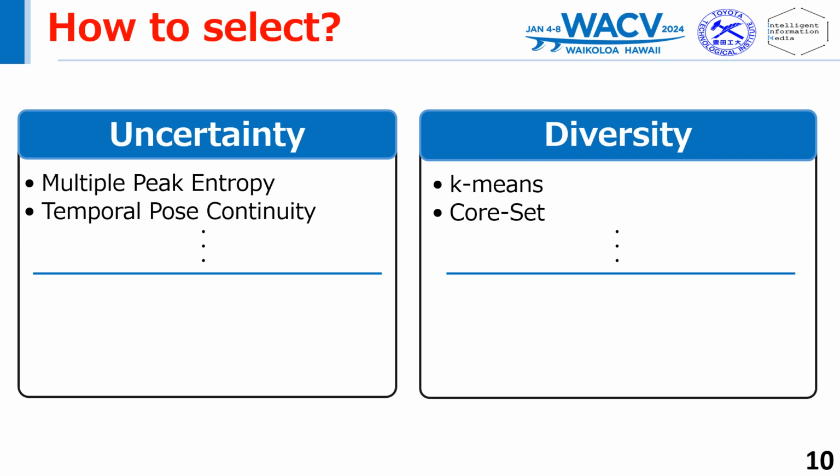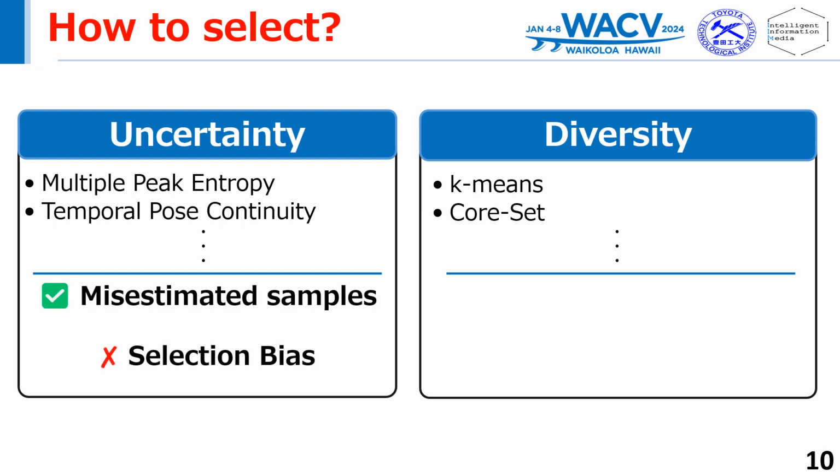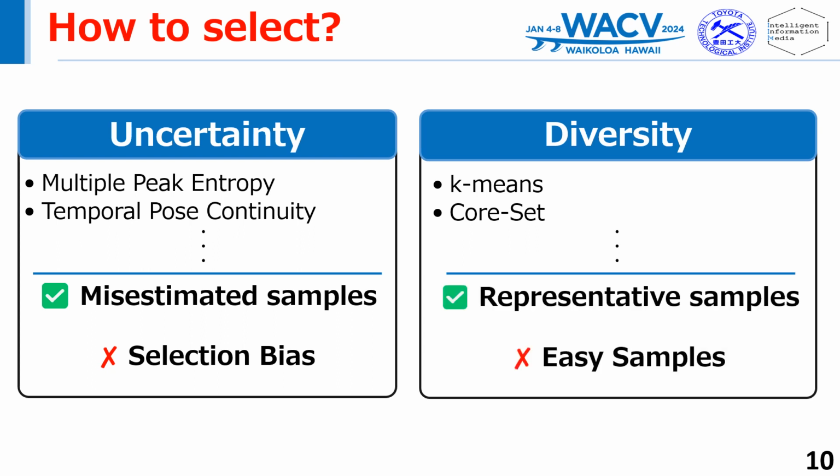Selection criteria in active learning can be categorized into uncertainty-based and diversity-based. Uncertainty-based criteria can detect misestimated samples, but tend to select biased samples in a batch, called selection bias. On the other hand, while diversity-based criteria can select representative samples, they may select easy and uninformative samples.